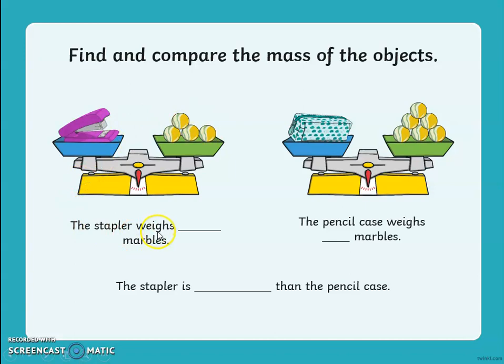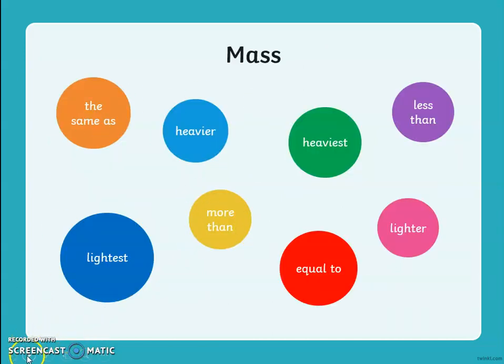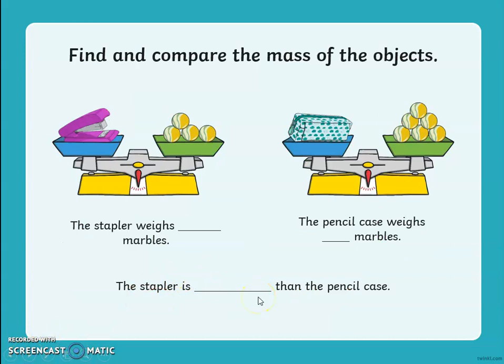So the stapler weighs 4 marbles. The pencil case weighs 6 marbles. So the stapler is lighter than the pencil case. I would use the words that we have here to say the final sentence. The stapler is lighter than the pencil case.